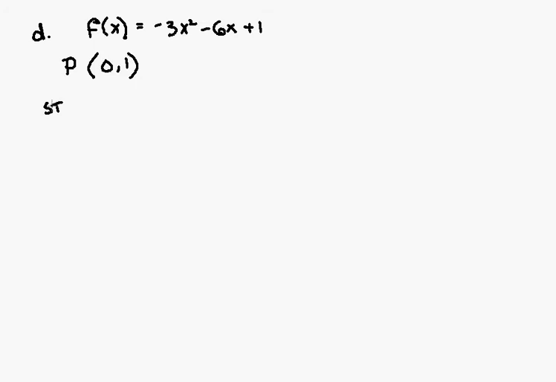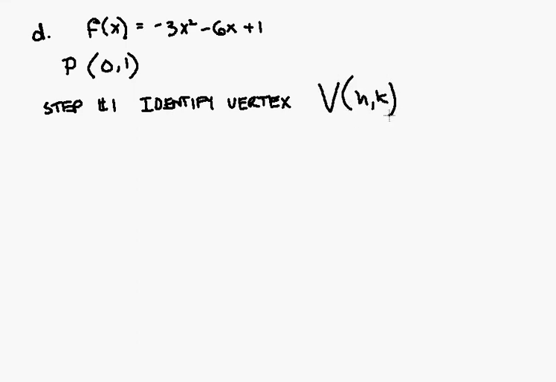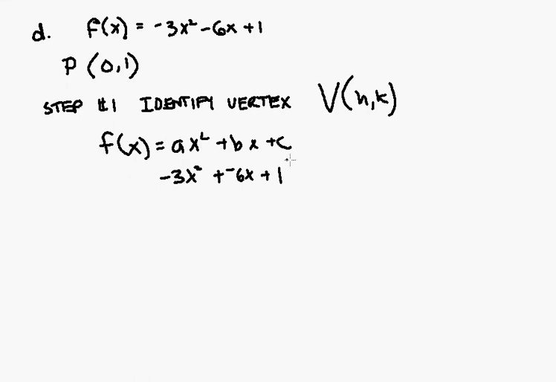So step number one, identify vertex. Vertex will always have the coordinates, and again we use the variables h, k. Given any parabolic or quadratic function, we know f of x is equal to ax squared plus bx plus c. Comparing that to our specific quadratic function, we have negative 3x squared minus 6x, which is the same as plus negative 6x, plus 1. So we know from this that our a is negative 3, our b is negative 6, and c equals 1.